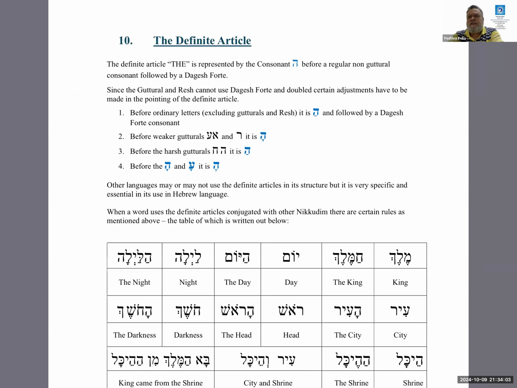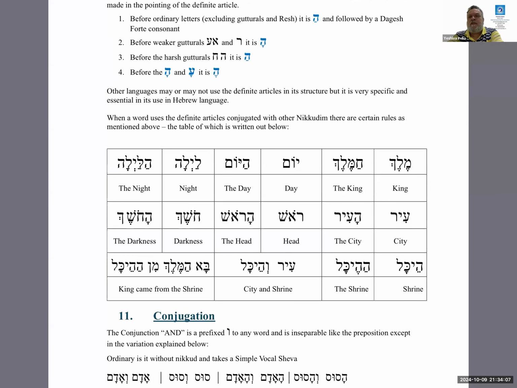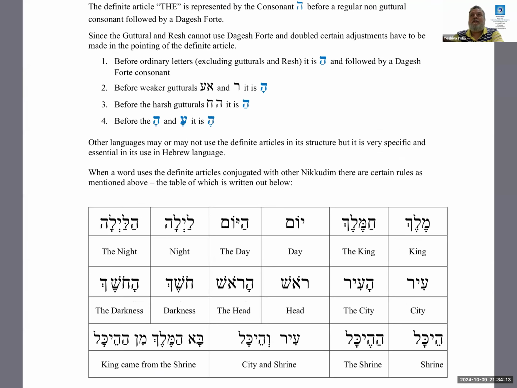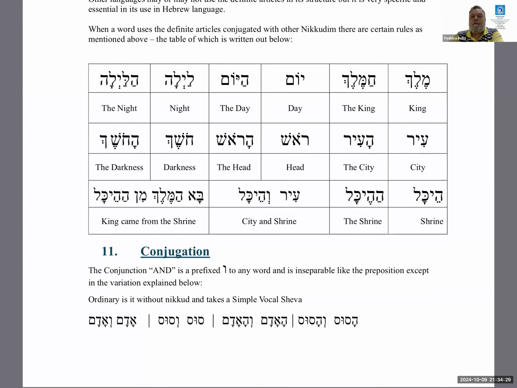These are the rules for using the definite article with gutturals, with regular consonants, and with some exceptions. Okay, just remember them. But all this can be applied only once you sit and read and write together one word at a time. You will realize all these things will come into play. Till then, it's just learning.